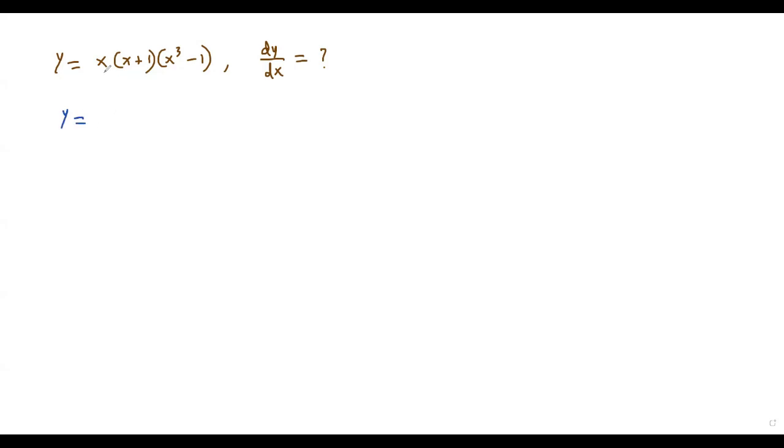Y equals to, so when I distribute this x to this x, it will become x square. When I distribute this x to this 1, it will become positive x times x cube negative 1. So now I have the product of two binomials, and both the binomials contain variable x.